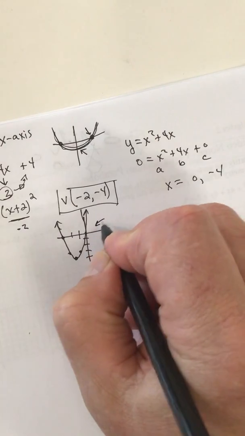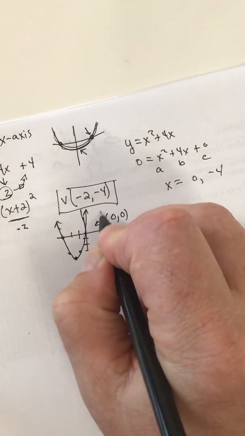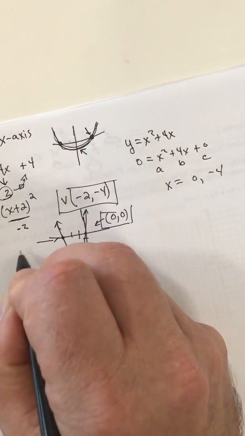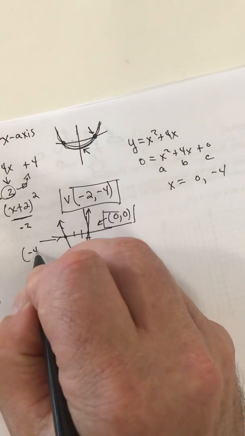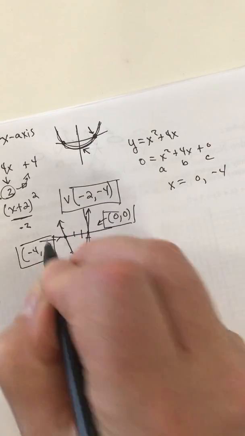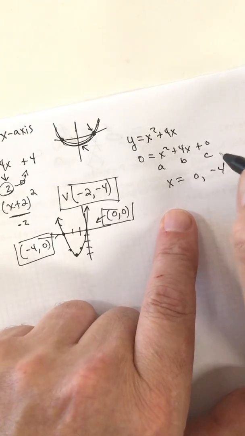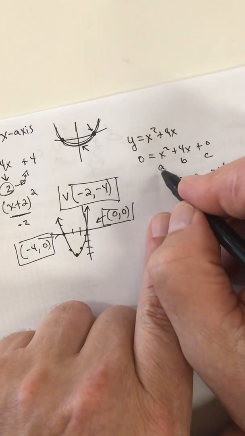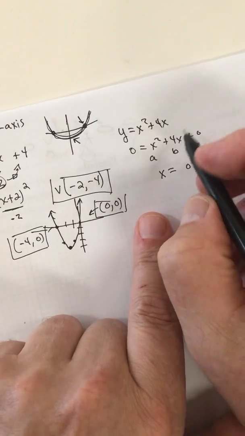So that means that one is x is 0, y is 0. And that one is when x is -4, y is 0. So there's the zeros. If you don't have that program on your calculator, we could have factored it, or we could have just used the quadratic formula.